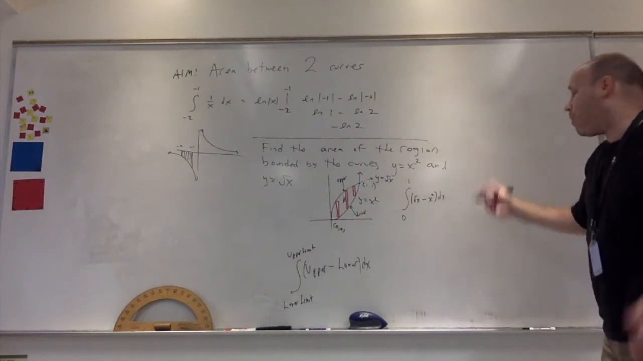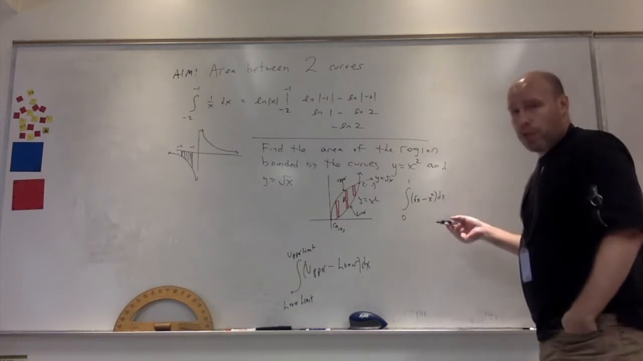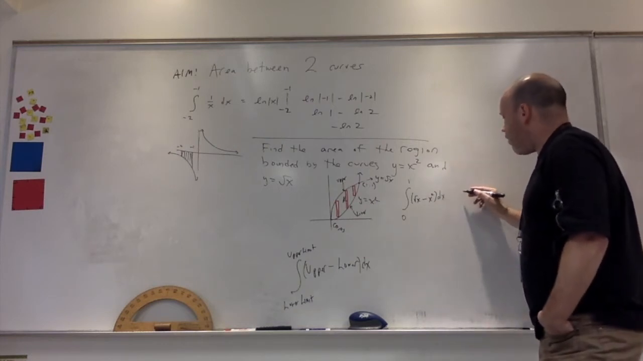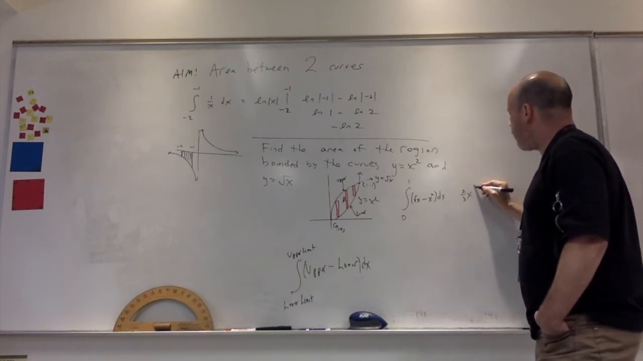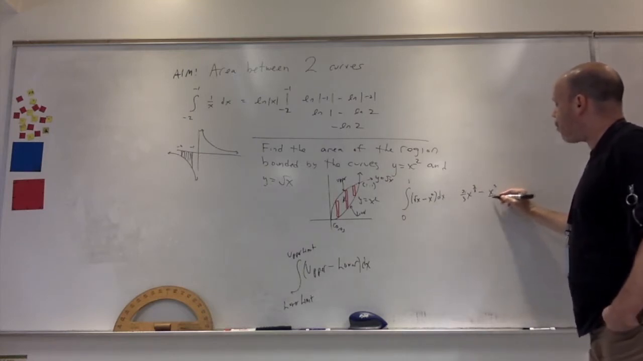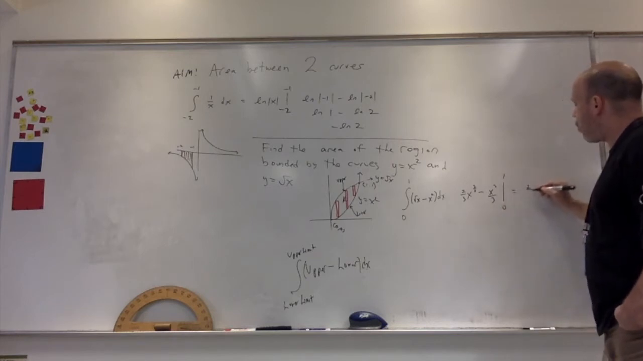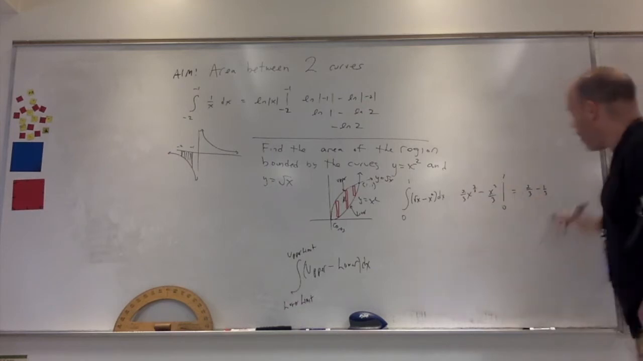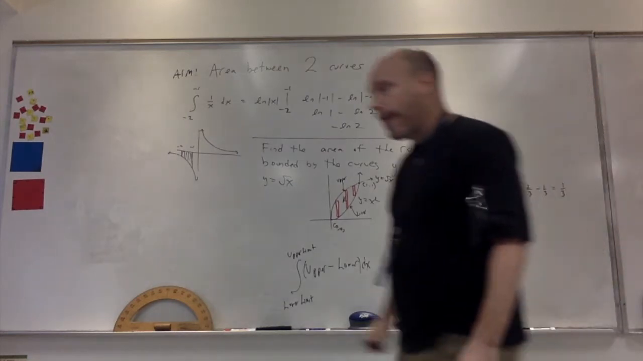Well, let's just do the math. Radical x is x to the 1/2, so the antiderivative is x to the 3/2 divided by 3/2, so it's 2/3 x to the 3/2, minus x cubed over 3. From 0 to 1, we have 2/3 minus 1/3. I don't have to do the 0 because it cancels out, and the area is 1/3. Let's try another one.